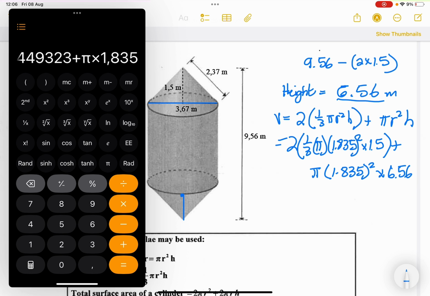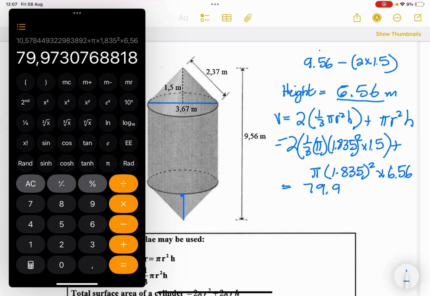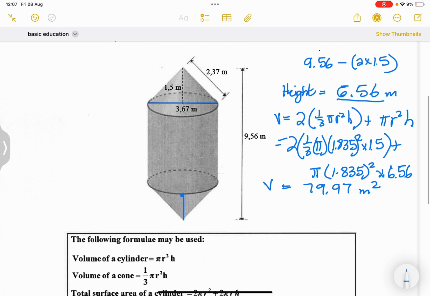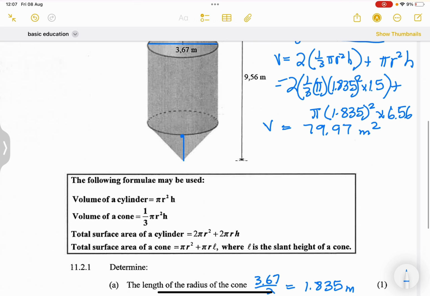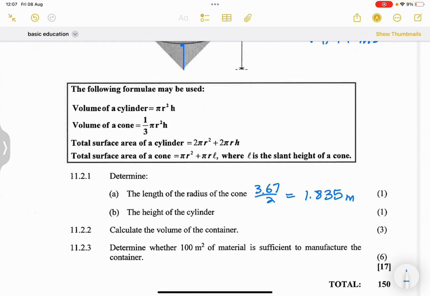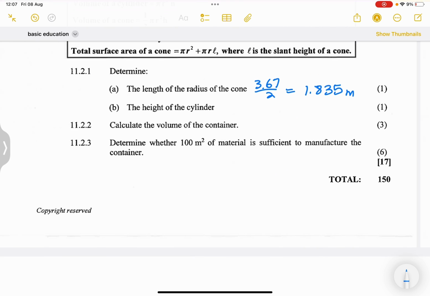1.835 squared multiplied by 6.56. All right, guys, I get a number, 79.97. Okay, and that's square meters, right? So remember, we were looking for, in fact, that's cubic meters, because we were looking for the volume in that case. All right, so that's how the cookie crumbles for that question, right? That's what I managed to calculate.